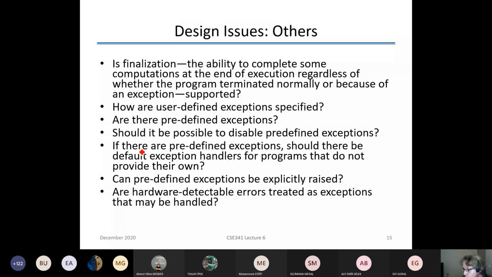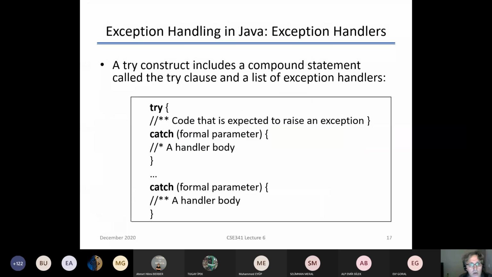Maybe some semantic requires that, but this is another design issue that you might want to actually have an answer for. And then hardware detectable errors. Are they treated as exceptions that may be handled or not? So these are things that you need to answer.